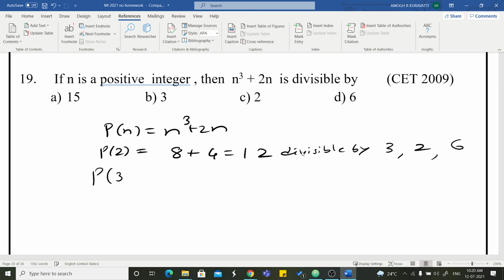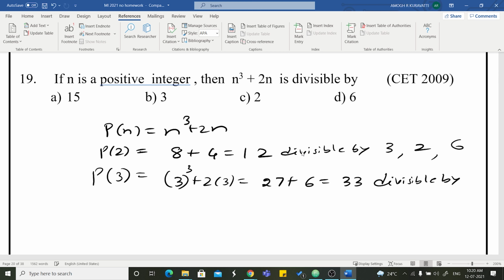Go for the next number. Take n is equal to 3. Substitute 3: 3 power 3 plus 2 into 3. 3 cubed is 27, 2 threes are 6. How much? 33. Right? So 33 is divisible by which number? Is it 2? Is it 6? Is it 15? No, that is 3. Option B.